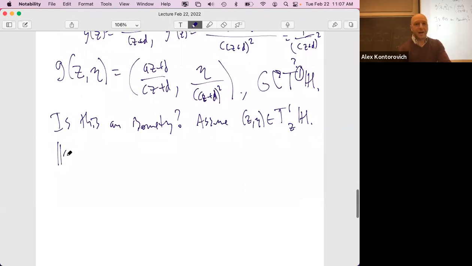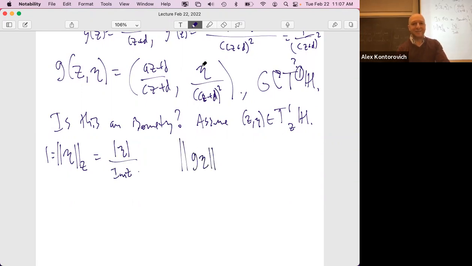It means that the length of eta as measured by Z is 1. But what is that? It's the Euclidean length of eta as a complex number divided by the imaginary part of Z. Okay, what about the length of G eta, which is this thing, as measured by GZ? Well, that's the Euclidean length, in other words, eta over CZ plus D squared. So this is a complex number. I want to take its Euclidean length and I divide by the imaginary part at the new point. And that we already computed.